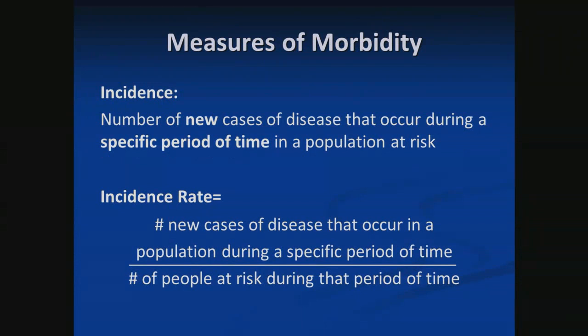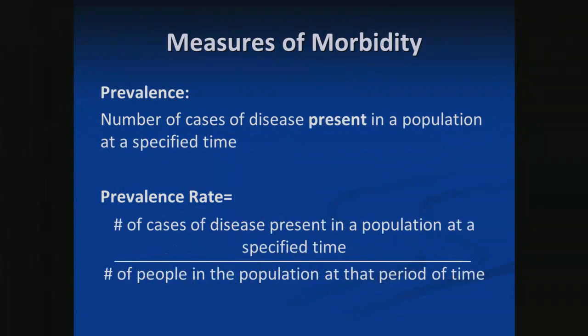And that would be considered a rate, the incidence rate. So during a certain specific period of time, what is the number of new cases out of the population of people at risk during that time? Prevalence, on the other hand, is the number of cases of disease at that specific moment in time, out of the people at risk at that specific moment in time. So it's like taking a slice out of the population at that moment.